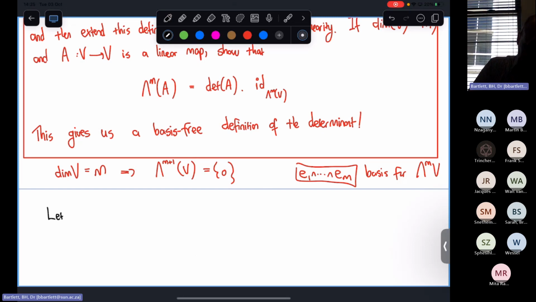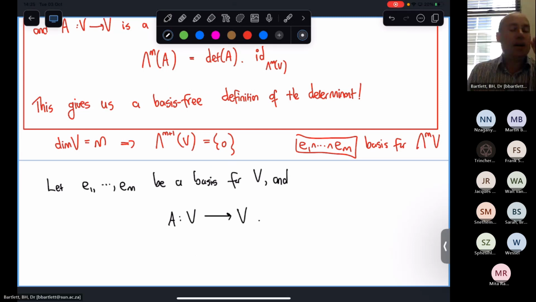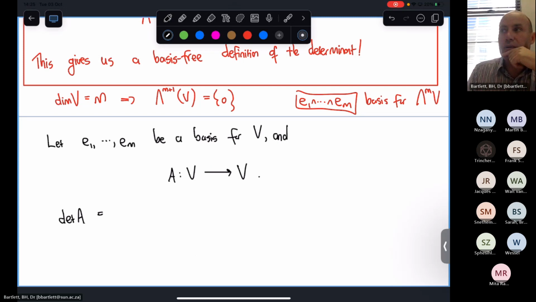So let E1 up to EM be a basis for V. What I'm trying to do is calculate, okay, and A is a linear map from V to V. Now, how do we define the determinant of A?